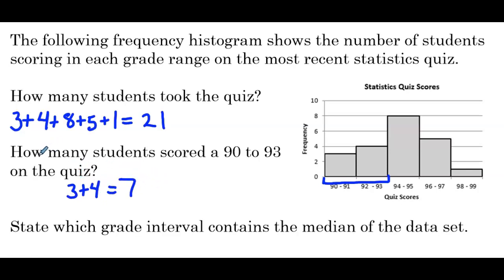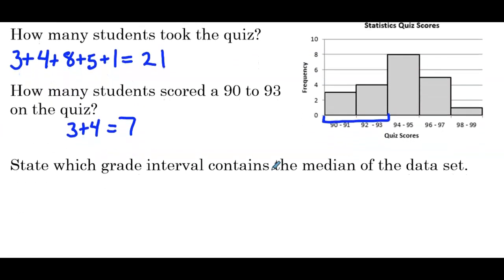State which grade interval contains the median of the data set. So again, we're looking for the score of that middle student if we arrange them all. Now, we're not going to know the exact score. That's why we're giving the grade interval where it's going to fall. So 21 students. So we're looking for the score of the 11th student.